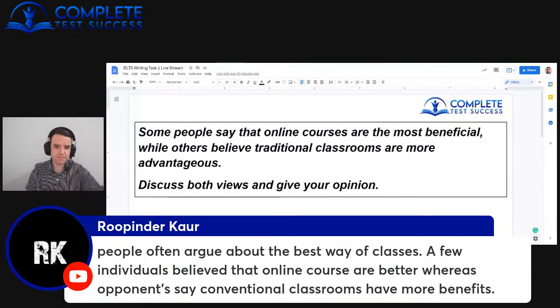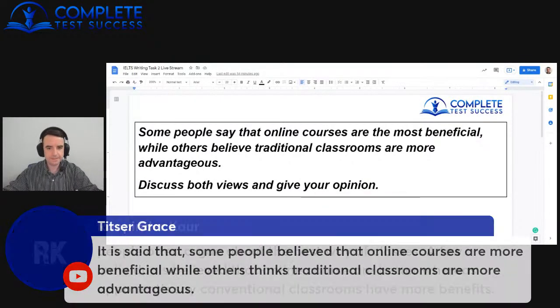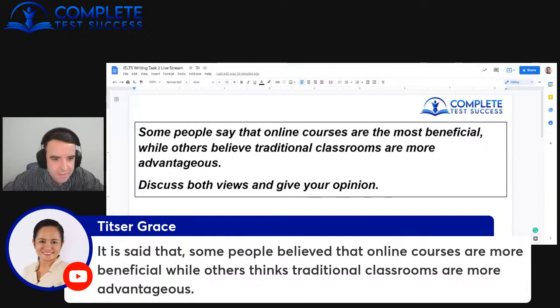No, so just say other people say that conventional classrooms have more benefits. Yeah. So mainly, first of all, that first sentence isn't necessary, so you don't need to add extra information. And then you've got quite a few language mistakes with both vocab and grammar. So for you at the moment, Rupinder, focusing on improving your language ability, your vocab and your grammar would be your priority. And Titzer, good to see you here.